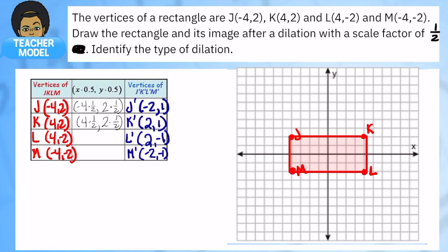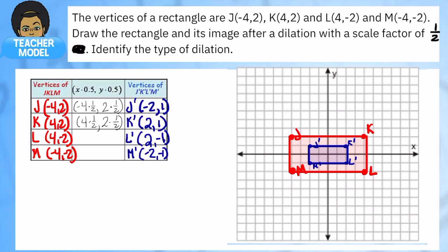And now let's graph our new transformed image. So -2, 1. So here's J prime. 2, 1. K prime. 2, -1. L prime. And -2, -1. M prime. And let's connect these. All right, and there's our new figure.